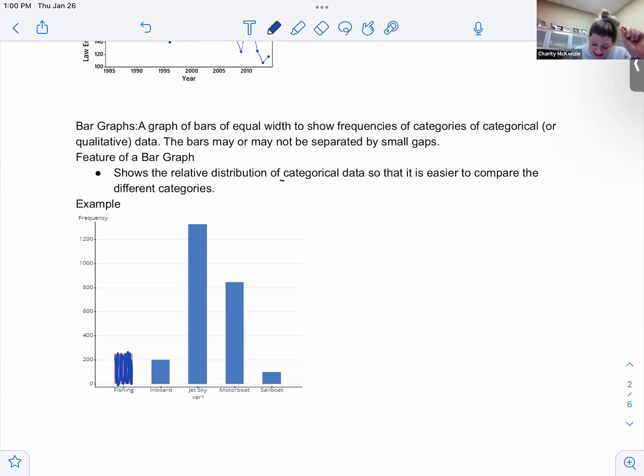Our best is categorical data. Really, it is best for categorical data. Should you use a bar graph when you collect numbers? Nope, you probably shouldn't. Now, there are situations where you can, but it's not usually. I'm telling you, for our class, it's never. It is categorical data that you use this for.